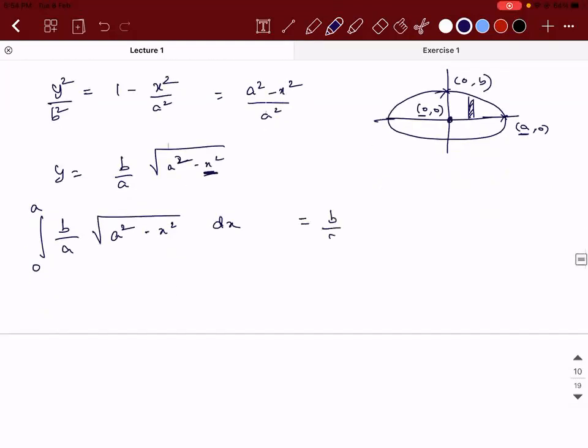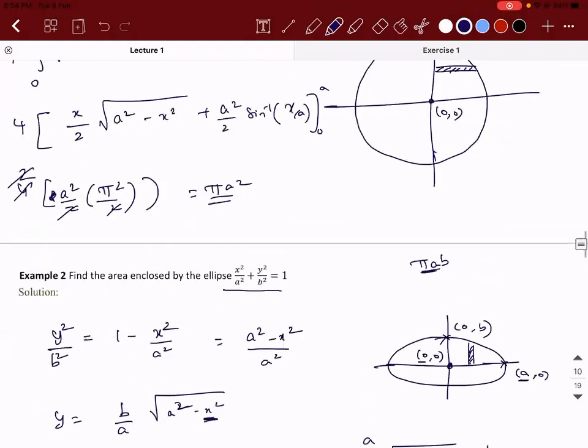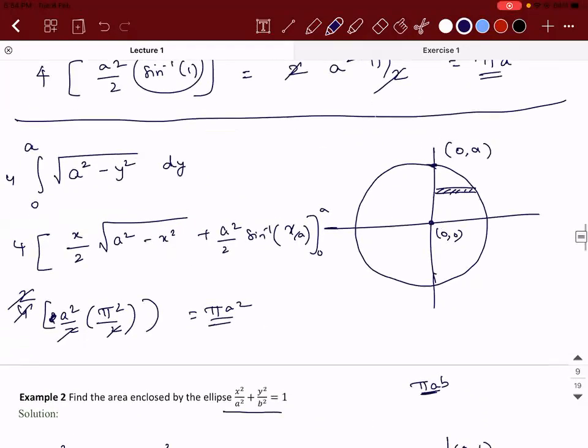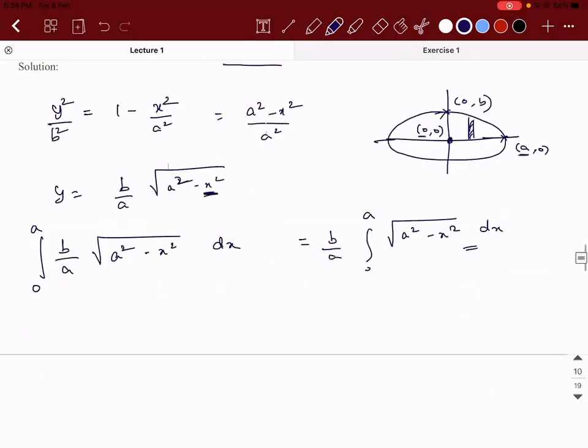So this will be b by a into the integral of 0 to a of root of a square minus x square dx. Root of a square minus x square dx, we already got the value. It is a square into pi square by 4. So b by a into a square into pi square divided by 4. Right. So this is the area of one quadrant. So for the total area you need to multiply it with 4. 4 and 4 will get cancelled. a and a will get cancelled. How come I'm left with pi square?